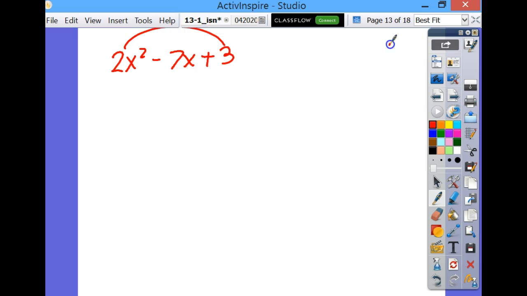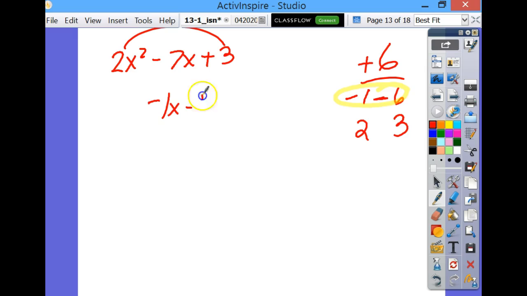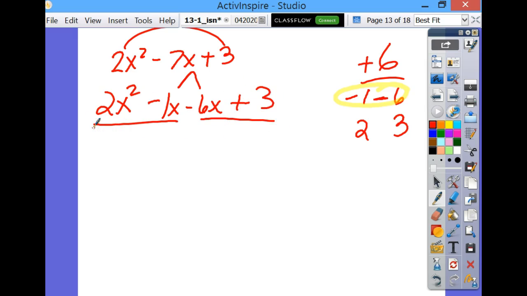When you multiply the first times the last number, it's equal to 6. The factors of 6 are 1 and 6, 2 and 3. This 6 is positive, so these have to have the same sign. What are the signs going to have to be so that I can have a negative 7? Will that give me a negative 7? The negative 7 is replaced with a negative 1x minus 6x so that I can factor by grouping. I need two groups of 2 to factor by grouping.